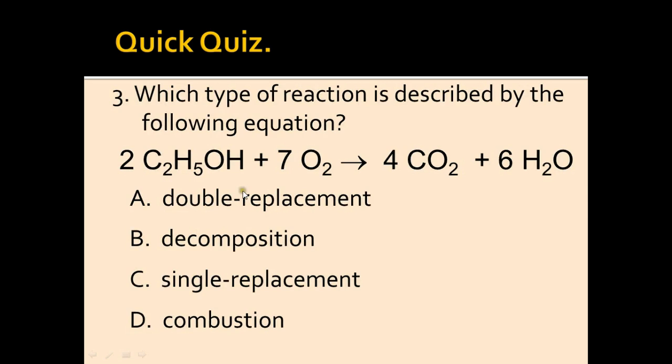So we have 2C2H5OH plus 7O2 yields 4CO2 and 6H2O. And so just by looking at this equation, you can see that there's a bunch of carbons here, C2, and then we have a bunch of hydrogens here, and then we have oxygen reacting with it, and it forms carbon dioxide and water. So what does that tell you?